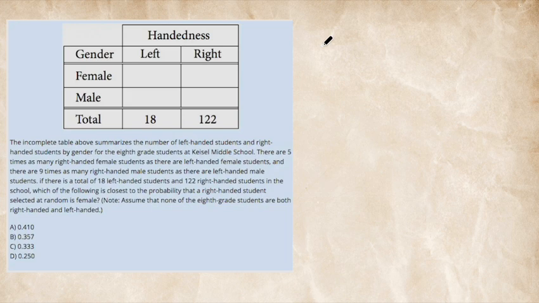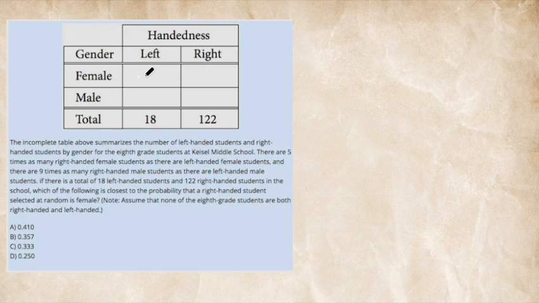Okay, next, sometimes you can see a question like this and get overwhelmed. There's a big chart, there's so many words, but again, SAT questions are known to be solvable within 1 minute, 2 minutes. So, don't get overwhelmed, just read it, and it's probably not as hard as you think, right? So it says the incomplete table summarizes the number of left-handed students and right-handed students by gender for the 8th grade. And there are 5 times as many right-handed female students as there are left-handed female students, right?